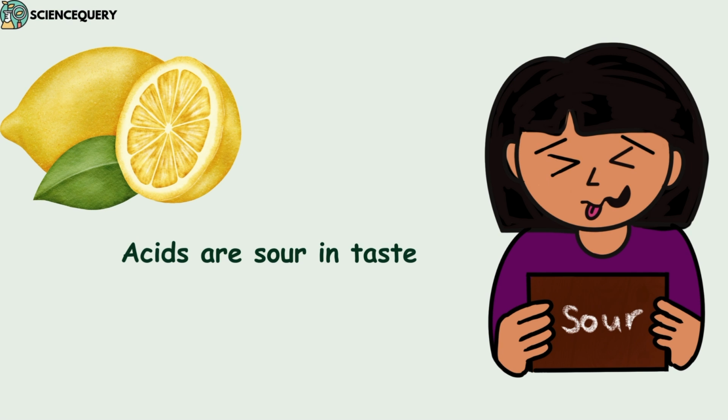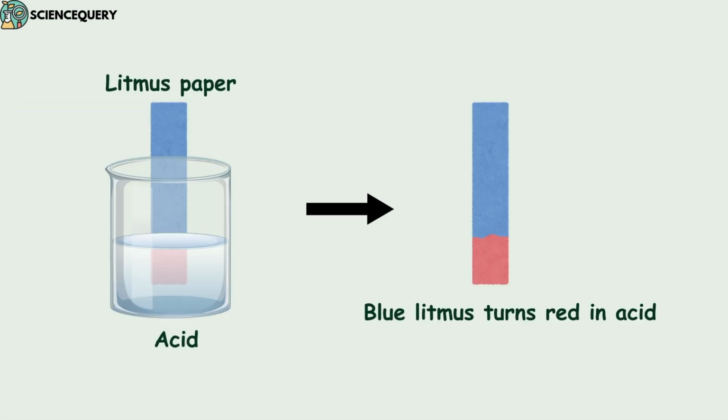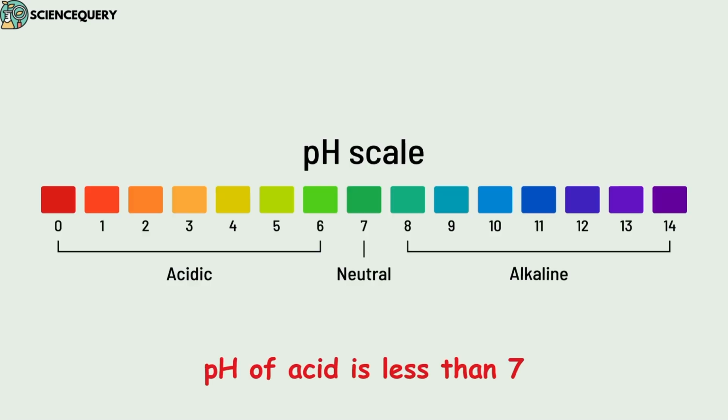Acids are sour in taste. Acid turns the blue litmus paper red in color. The pH of acid is less than 7. That is, the pH of acid is between 0 to 6. And 7 is counted as neutral, and above 7 are known as alkaline or base.